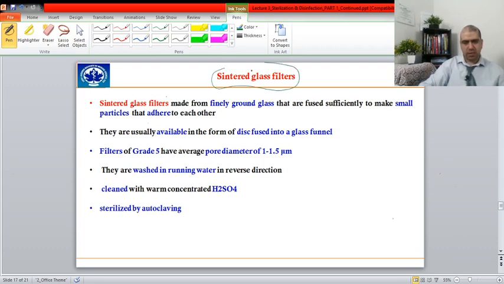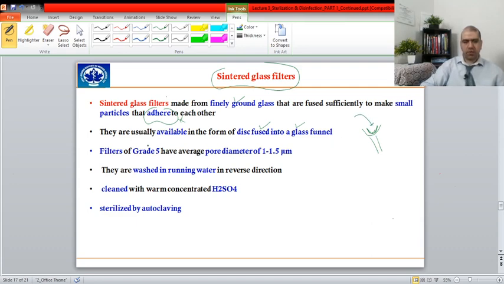These sintered glass filters are made of finely ground glass that is fused with a sufficient amount of small particles that can help to adhere and make it a way of stopping or attaching the bacteria and viruses. They are usually available in the form of discs that are fused into a glass funnel. So if we have a funnel like this, we can fuse the disc onto this funnel, and then we can put our liquids so that they can get filtered out.